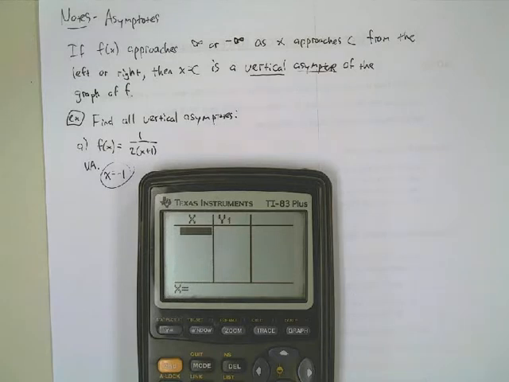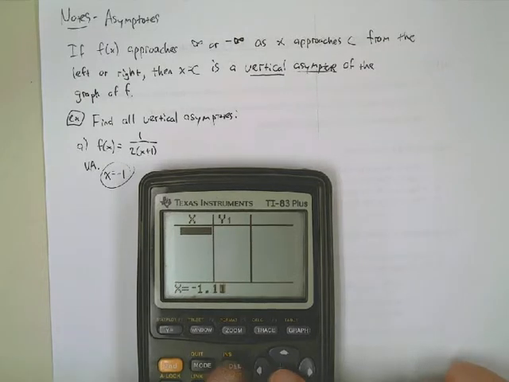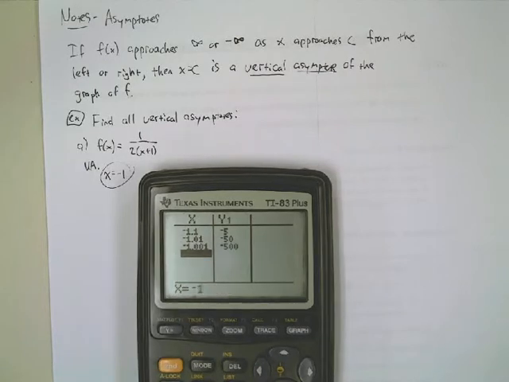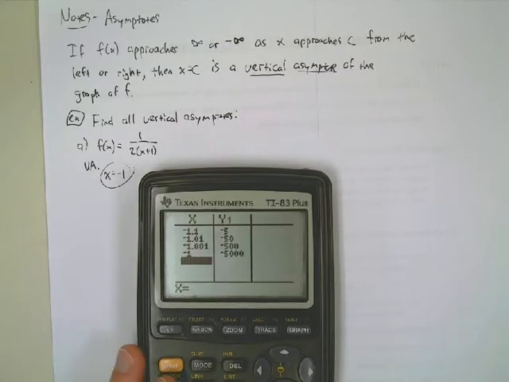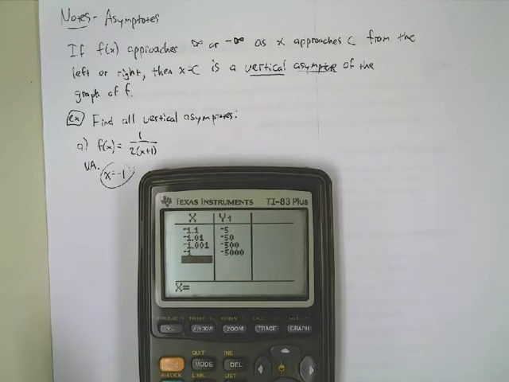Okay, -1.1, I would say, or -1.01. That would be a good one. -1.001, -1.0001. You can kind of see what's happening here, right? You can see we're going to what? Negative infinity as we approach -1 from the left.